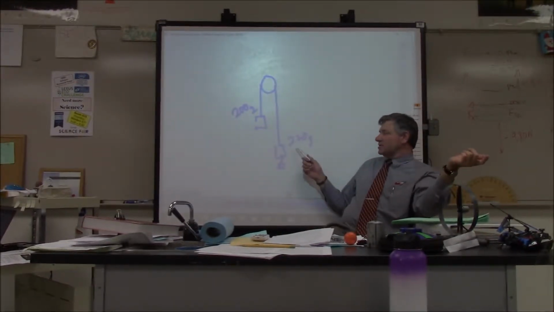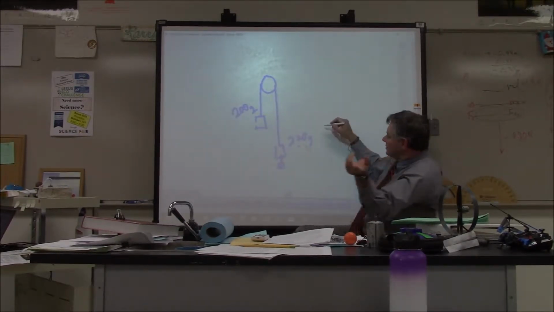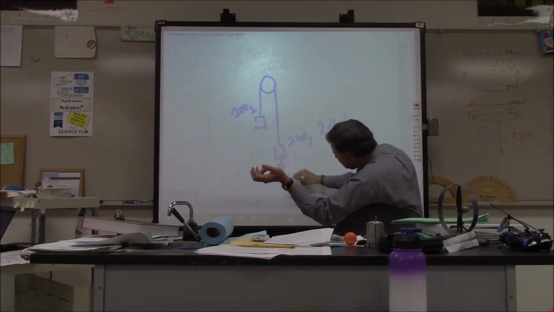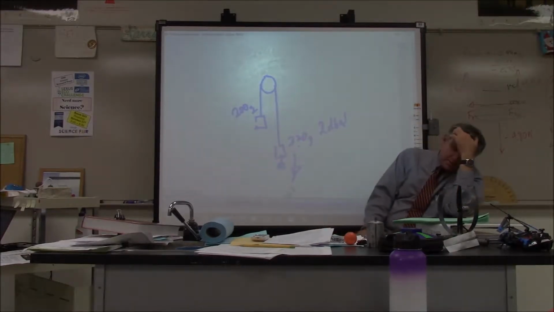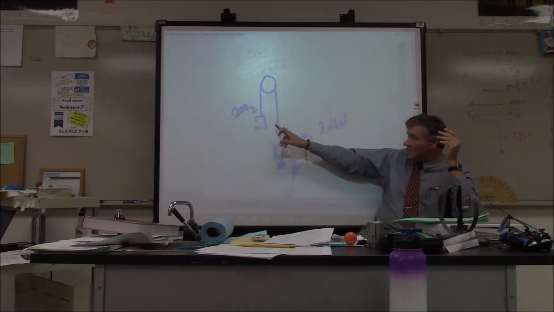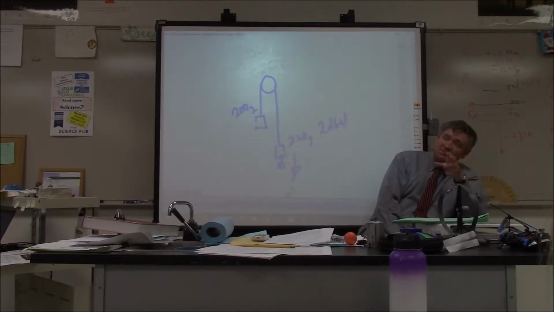So what did you get when you took 0.22 kilograms and multiplied that by 9.8? 2.16 newtons. So this is trying to drag this system down with a force of 2.16 newtons. Now, the problem is that you've got to drag that 200 gram mass with it. So not only do you have to drag the 200 gram mass, gravity is trying to pull it down.